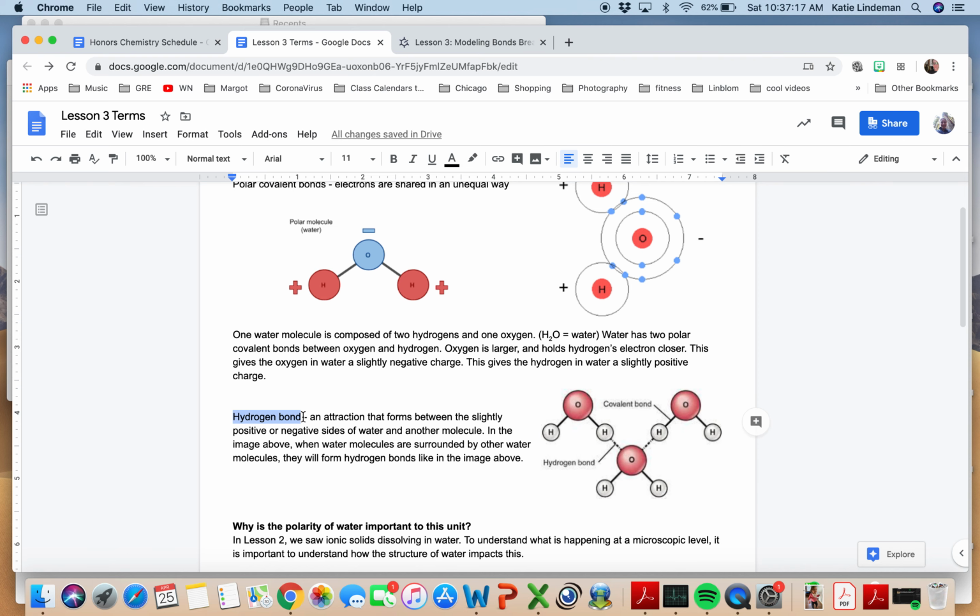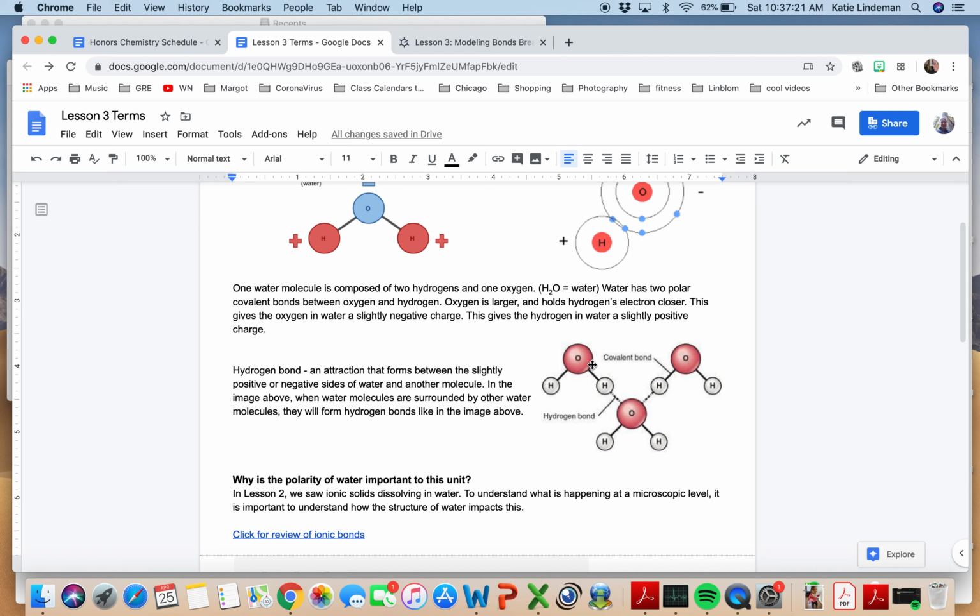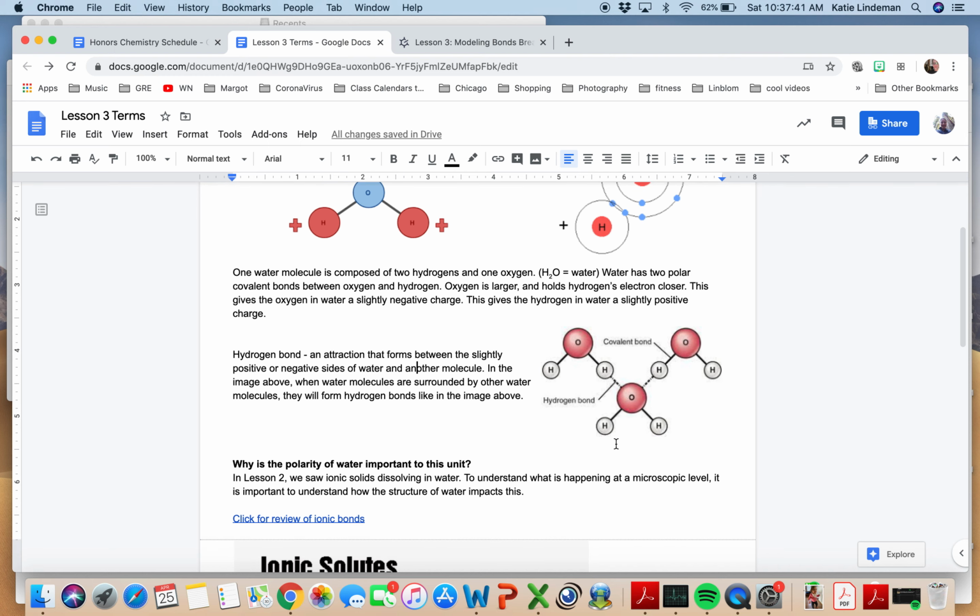So that's here and that's defined here as well. For water, we have a water molecule here, and within each water molecule, you have 2 polar covalent bonds. Those are right here and right here. They're listed as covalent bond here, but they are polar covalent. And then you have hydrogen bonds in between different water molecules.